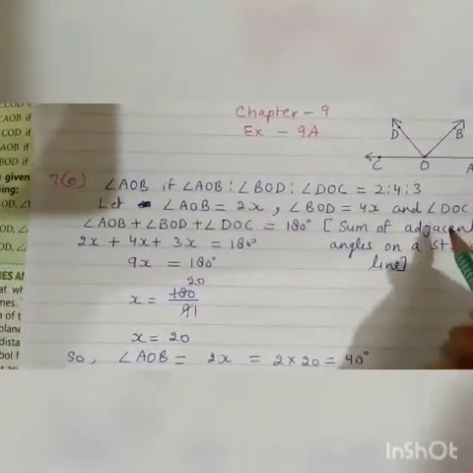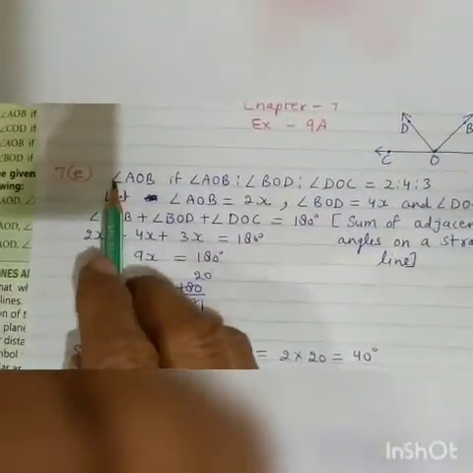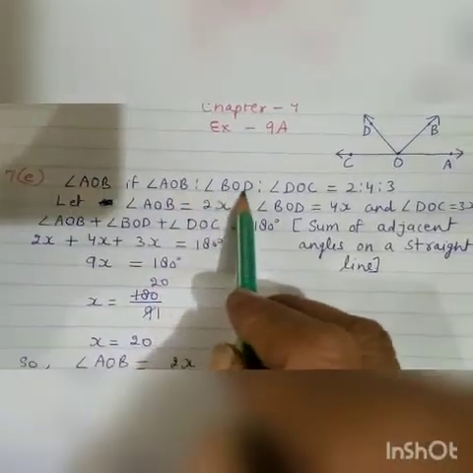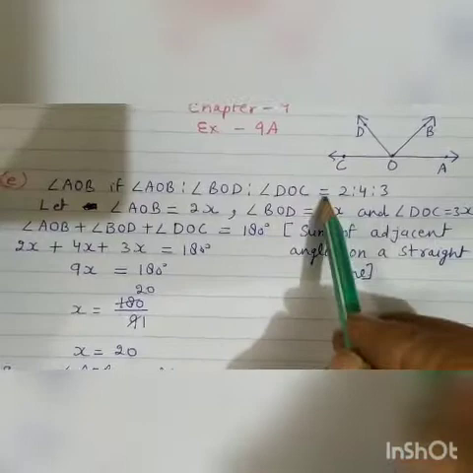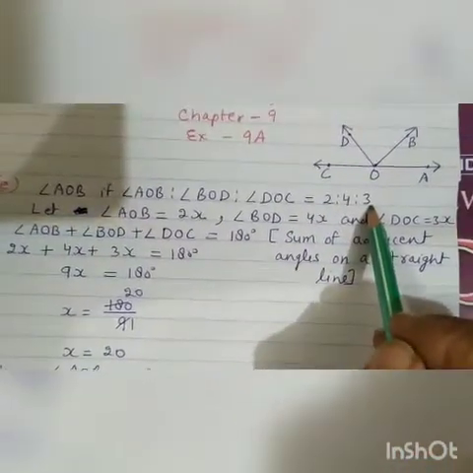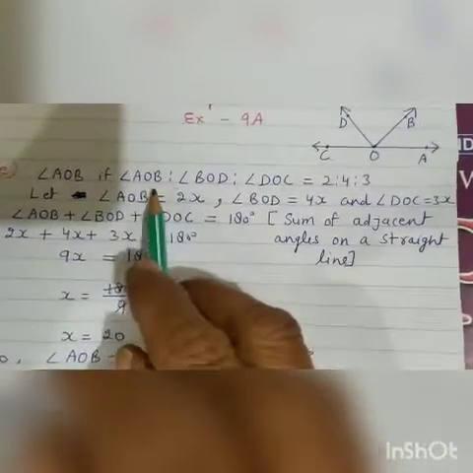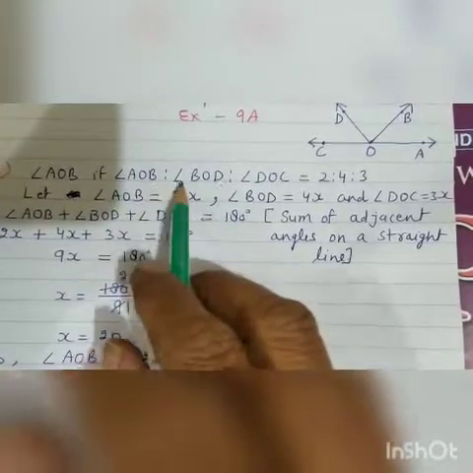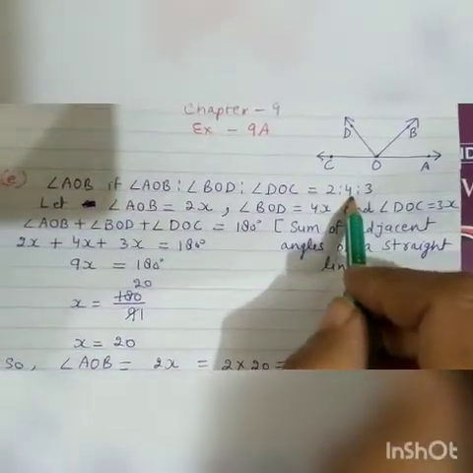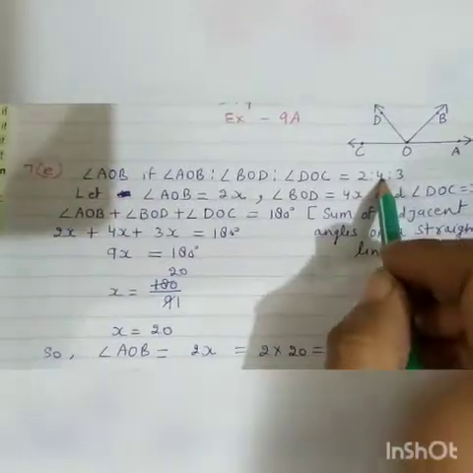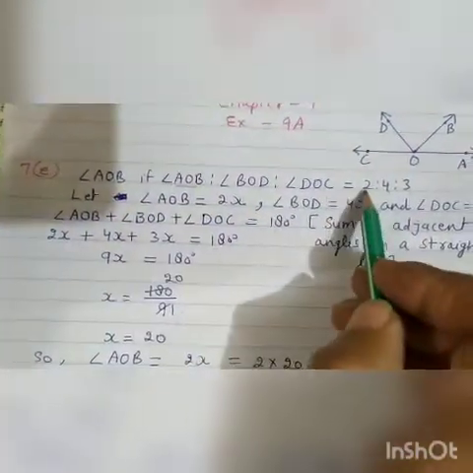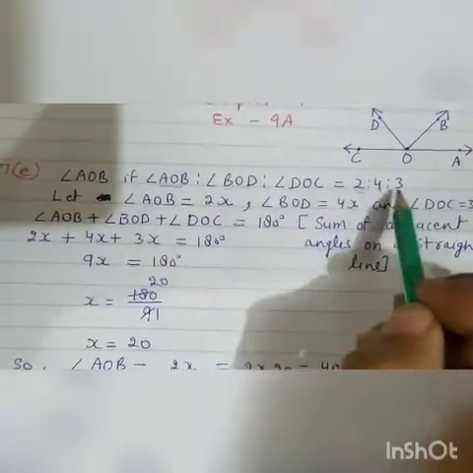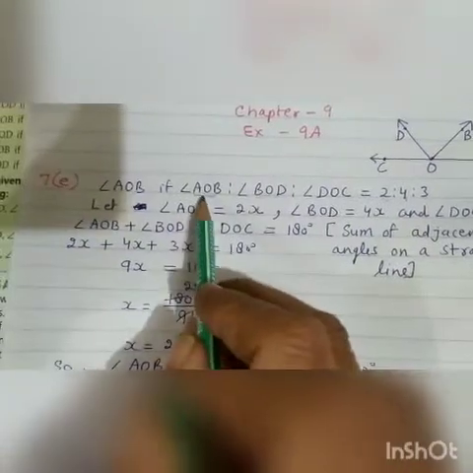In part E, it is given that we have to find angle AOB if the ratio of angle AOB to angle BOD to angle DOC is 2:4:3. This time the values of these angles are not given, but the ratio of these three angles is given. So how will we do it if the ratio is given? First angle is AOB, its ratio is 2. Second angle BOD, its ratio is 4. And third angle ratio is 3. So we will take it like this.